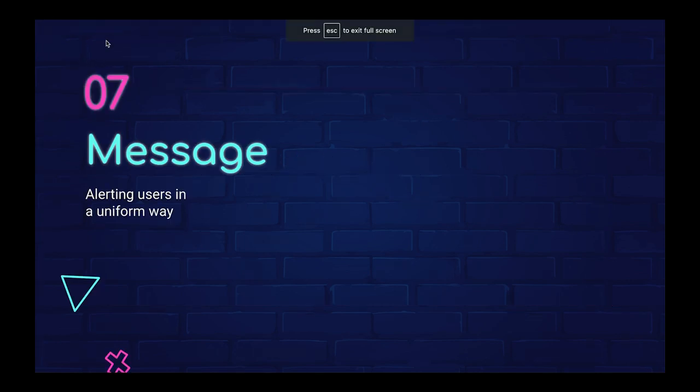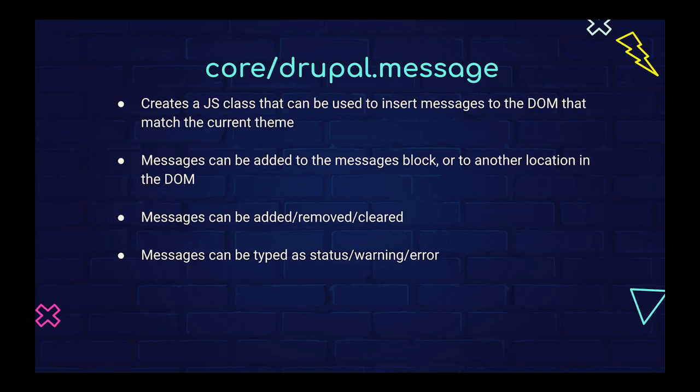Number 7, we have the Drupal message library. Drupal message is the one here that's going to work a little bit differently. It's a little bit more object-oriented JavaScript. It's going to create a JavaScript class that can be used to insert messages into the DOM that match your current theme. So it's going to go in, and hopefully if you've created the theme well, you've used the theming methods that exist on that. If you don't know what I'm talking about, sorry.